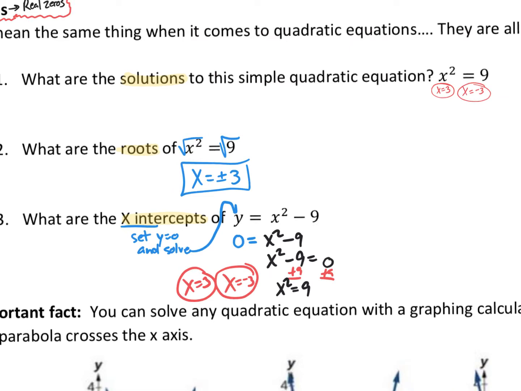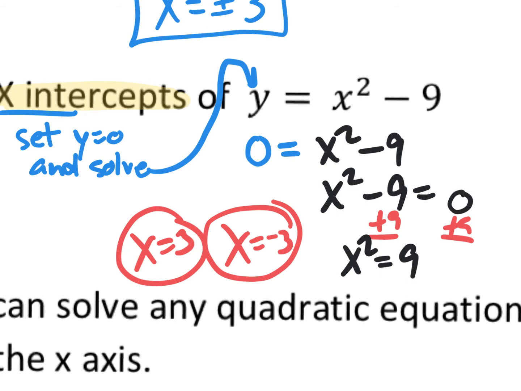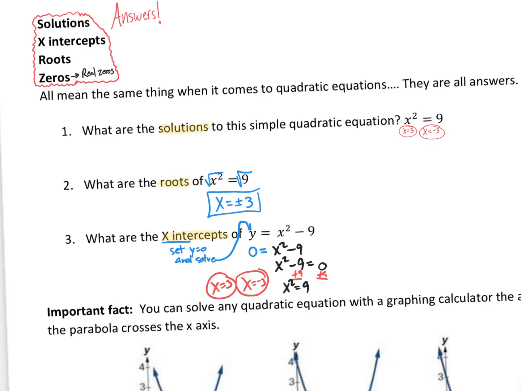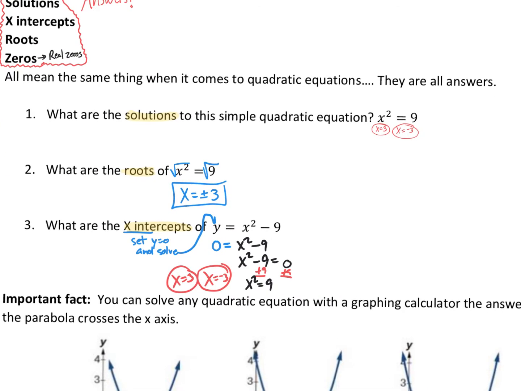And why did I do that? Just so I could get you to understand that the words solutions, roots, x-intercepts, even zeros or real zeros, that kind of plays in right here, because whenever you want to find the x-intercept, you set y equal to 0. And that's where the phrase "find the zeros" came from. So all of them mean the same thing. Do we get it?